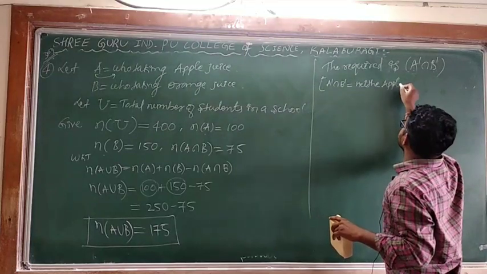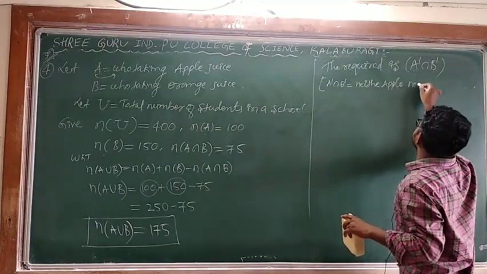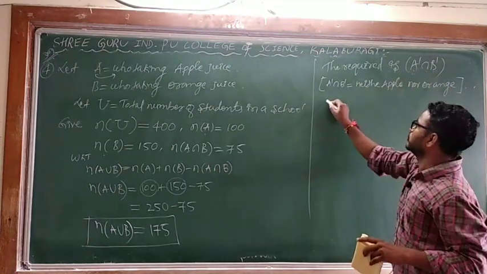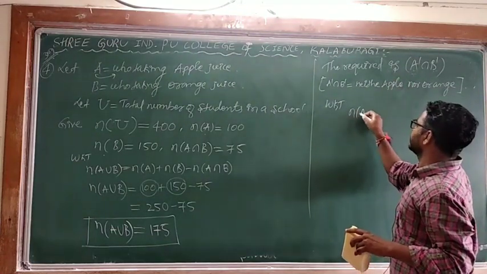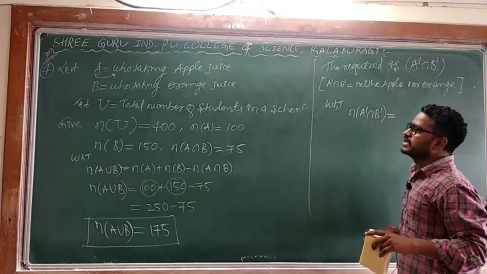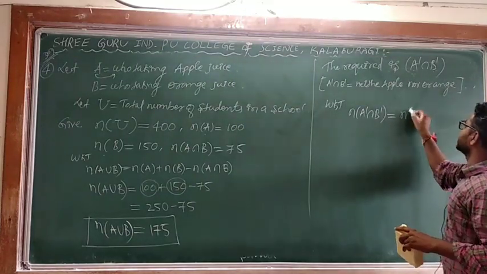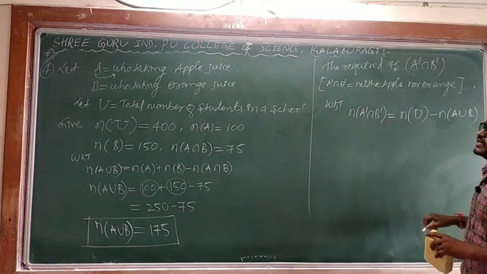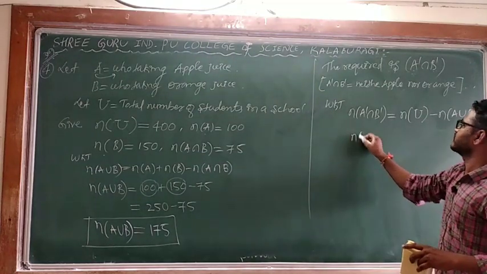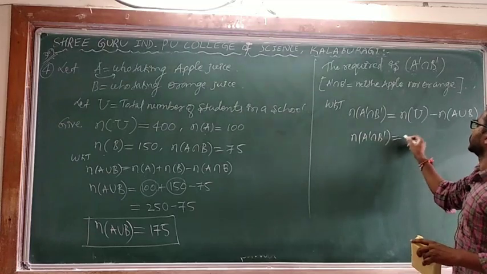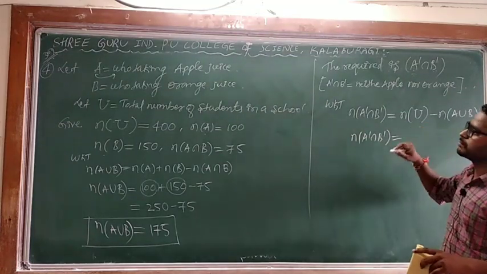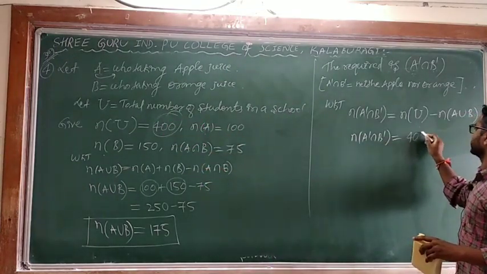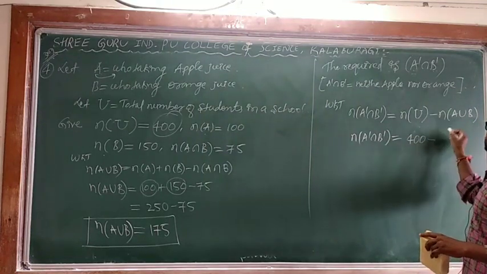Neither apple nor orange. Okay. Then what is the formula? We know this formula also. We know that N of A dash intersection B dash, which I discussed in the previous class, lecture 6, is N of universal set minus N of A union B. So N of A dash intersection B dash is equal to N of U, the total number of students in the school. Can I say 400? Is it 400 students? Yes. Minus how many?